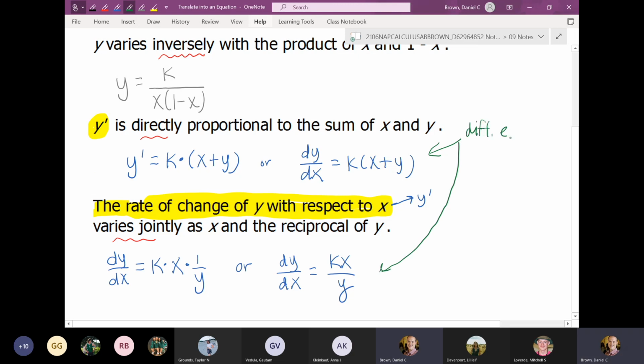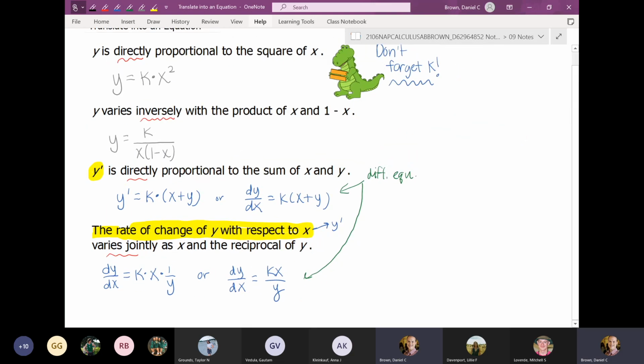And again, you can see that these last 2 that we did are differential equations, so we could do different things with them. We could solve them, we could make slope fields. They're differential equations. That's kind of what we're going to focus on with this topic. Any questions so far?